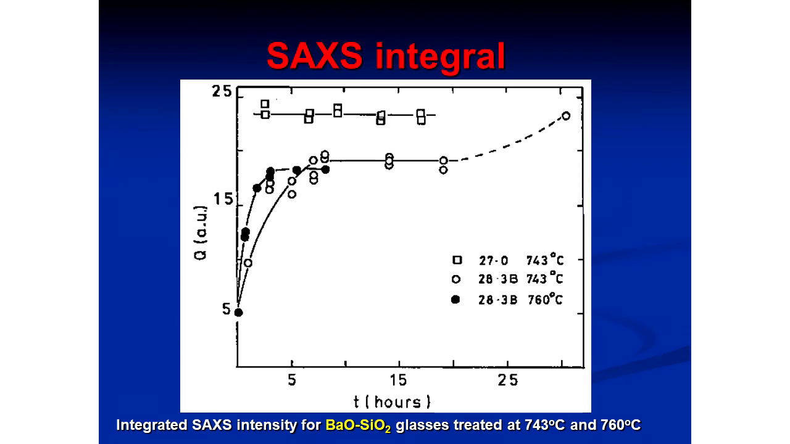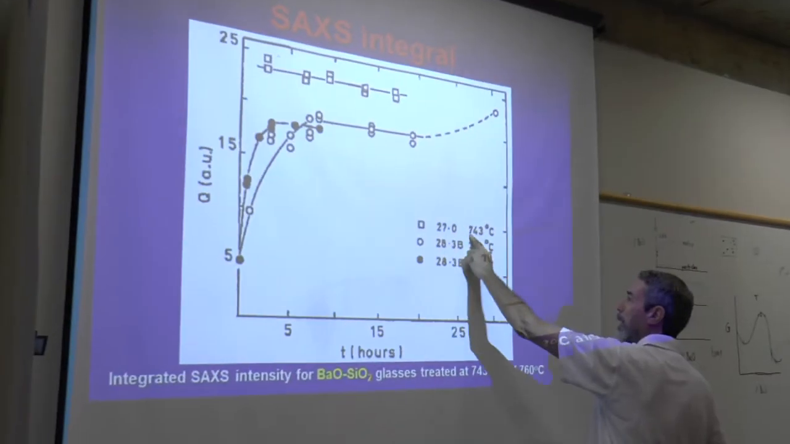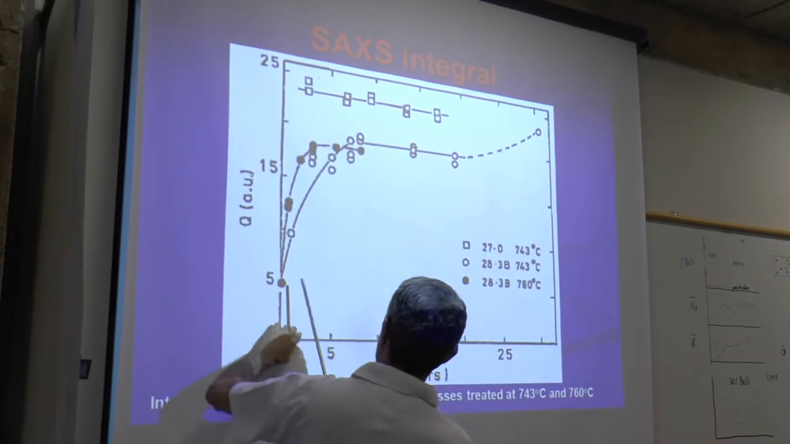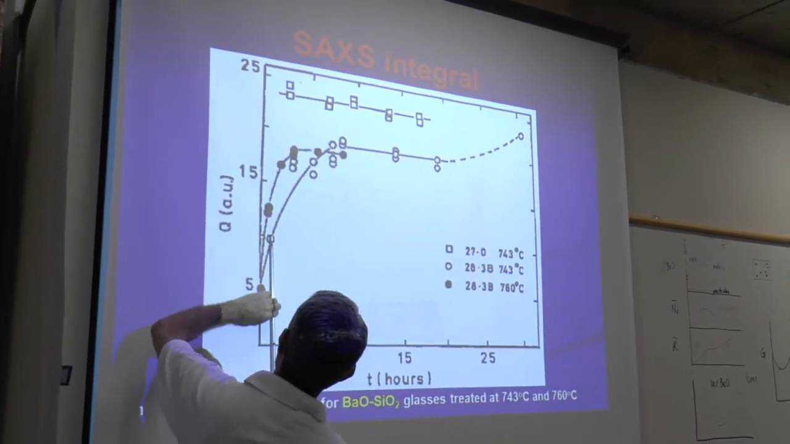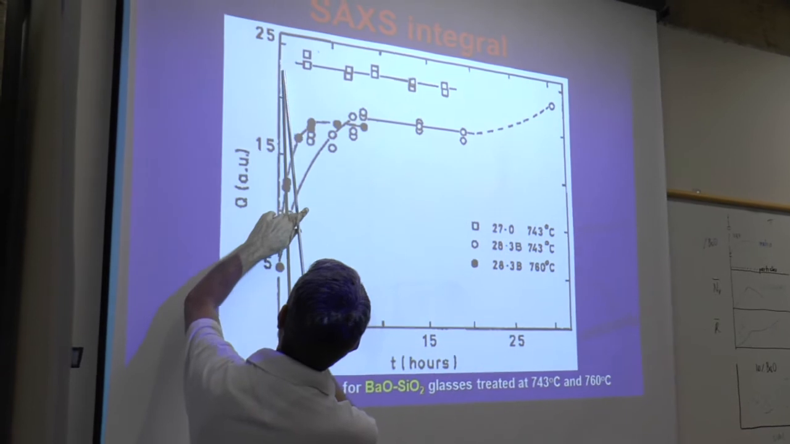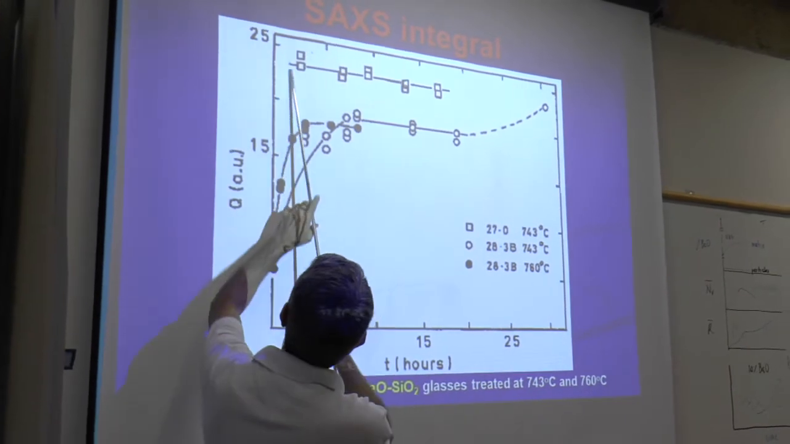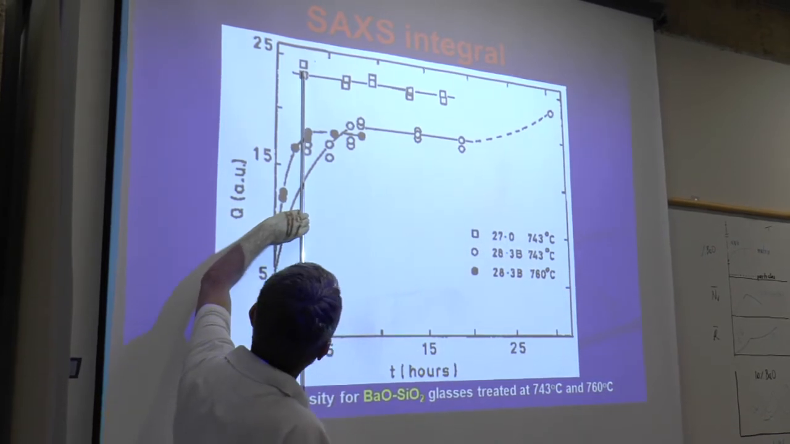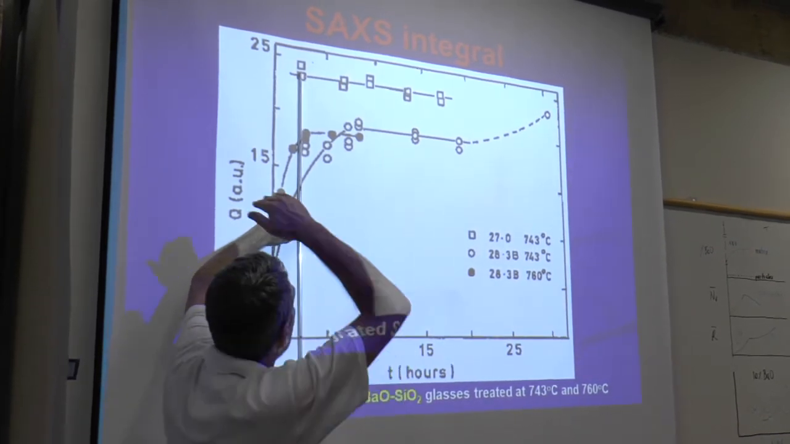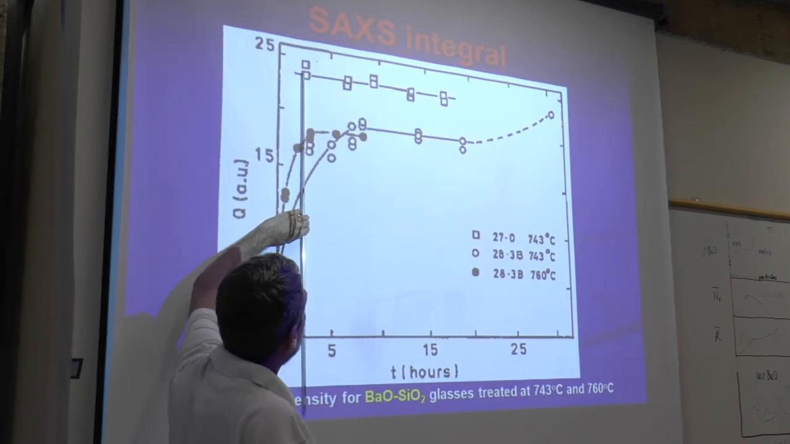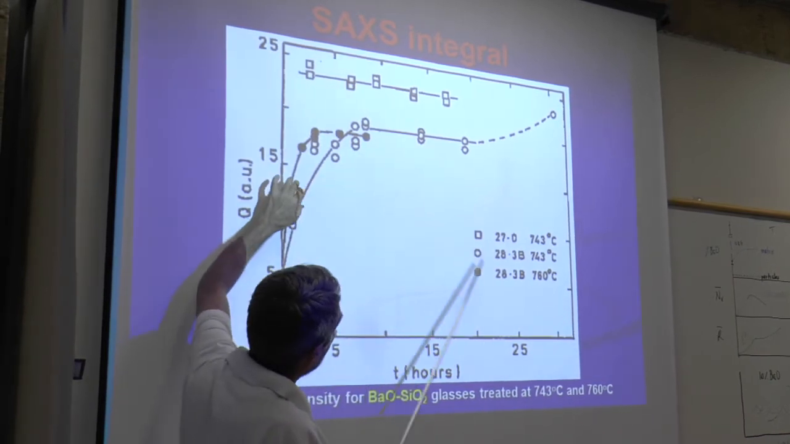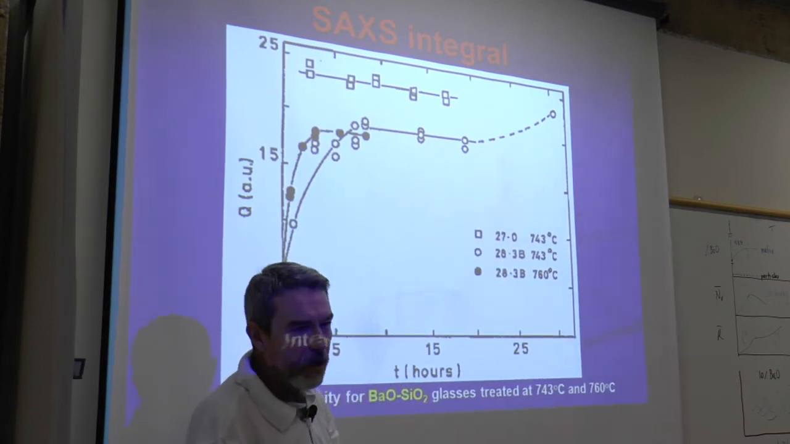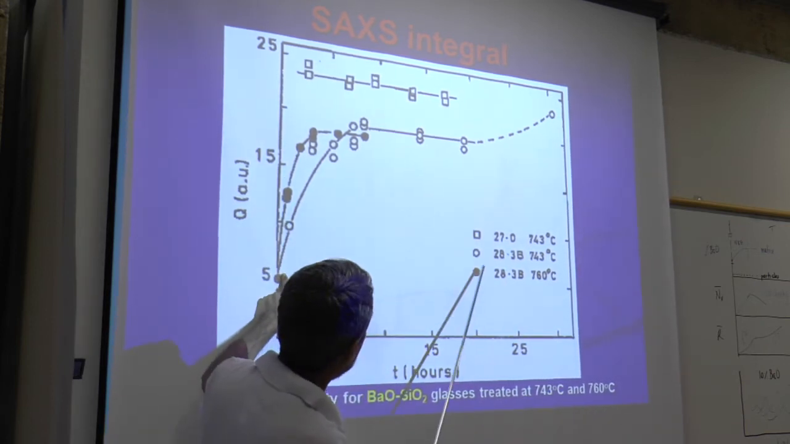For our 27% barium glass at 743, the phase separation process was very fast. We could not even check the beginning. I mean, after 2.5 hours or so, that's when we had our first data, it was constant already. That's why we moved to other glasses for which the kinetics is a little bit slower, so we could follow this.